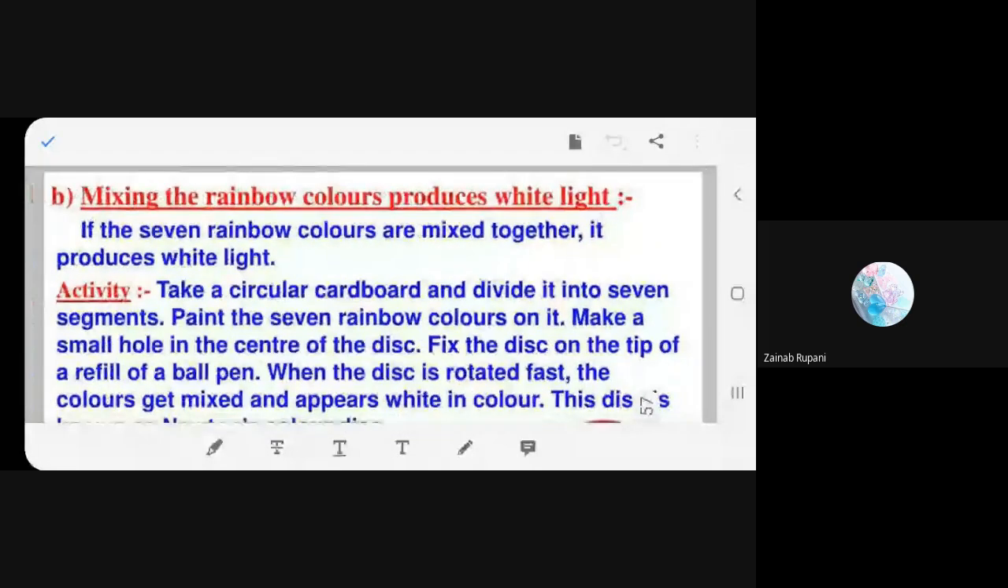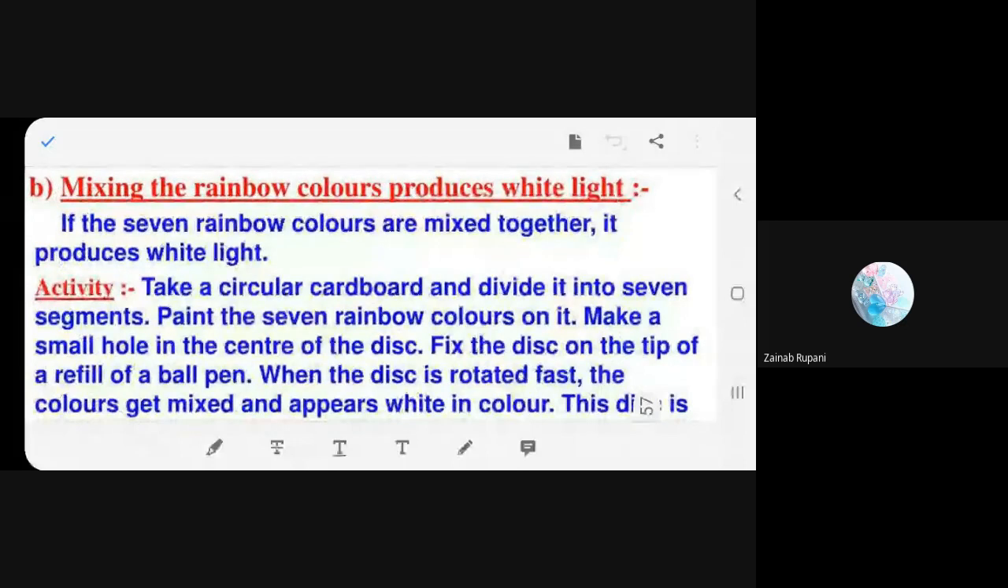Now, if I mix the seven colors, will I get white light? Let's see. Read better. Mixing the rainbow colors produces white light. If the 7 rainbow colors are mixed together, it produces white light. Activity. It produces, beta. It produces white light. That's how you will improve on your language.